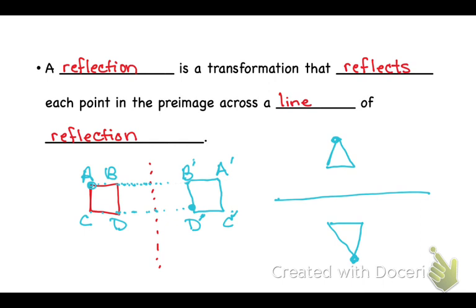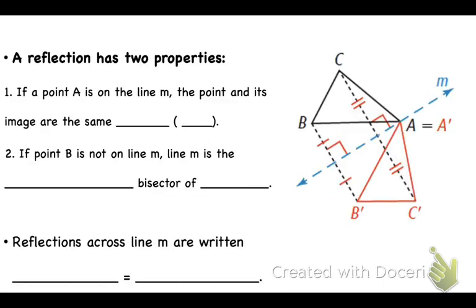Okay, is everyone good? So when that happens, let's look at this picture. We're not going to write anything yet. We're going to look at the picture. So the red is the image, the black is the pre-image where it started. We're reflecting over line M. Can everybody see that? It shows me that A is equal to A prime because that happens to fall right on the line. So when that happens, it is a point.